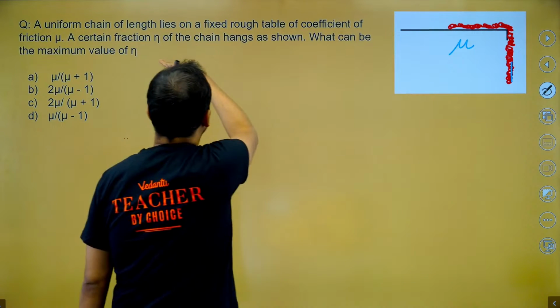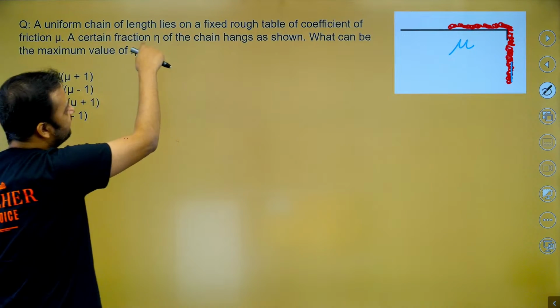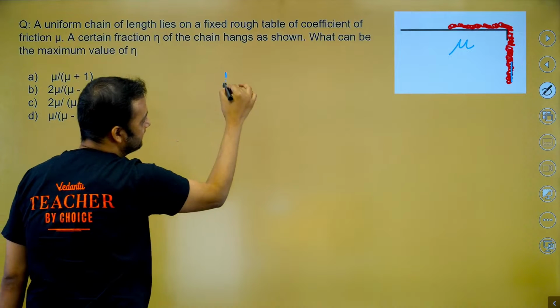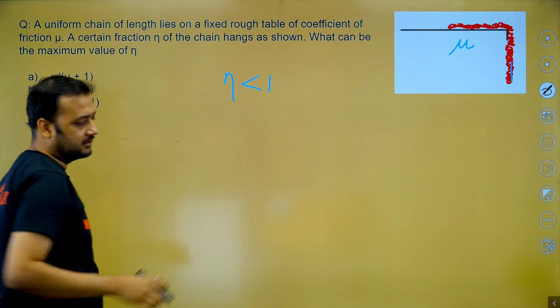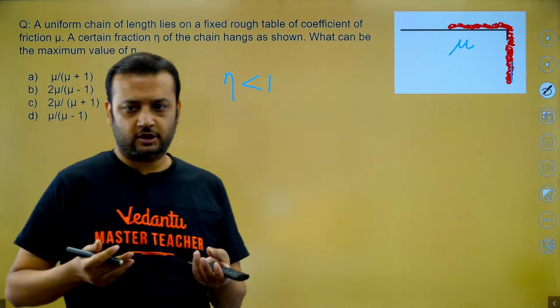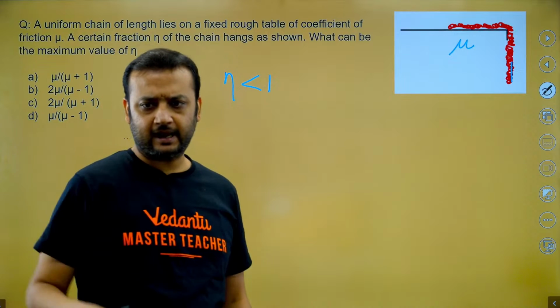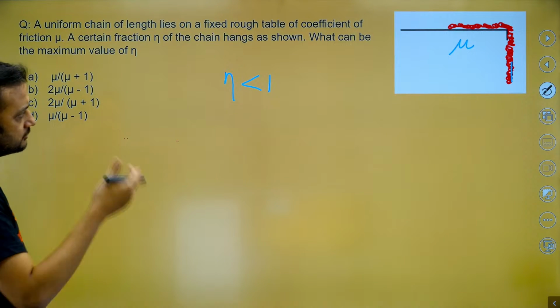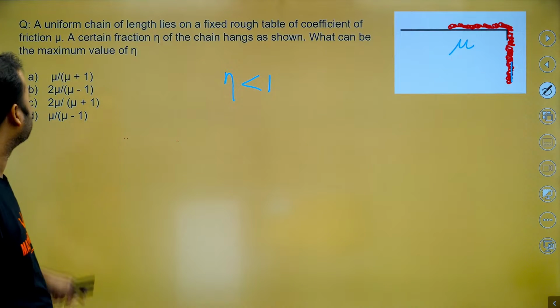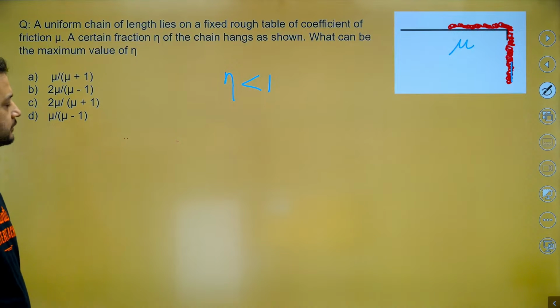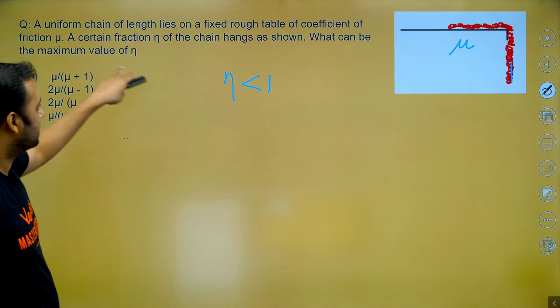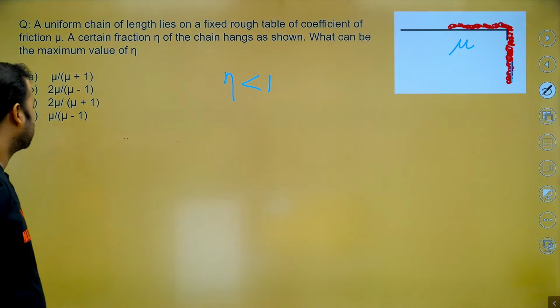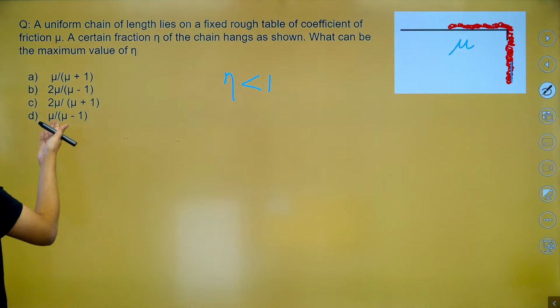The moment you understand that eta is the fraction of the chain that hangs, that means eta should be less than 1. What can be the maximum value of eta? We know that the answer can never be greater than 1. So option D is straight away rejected.